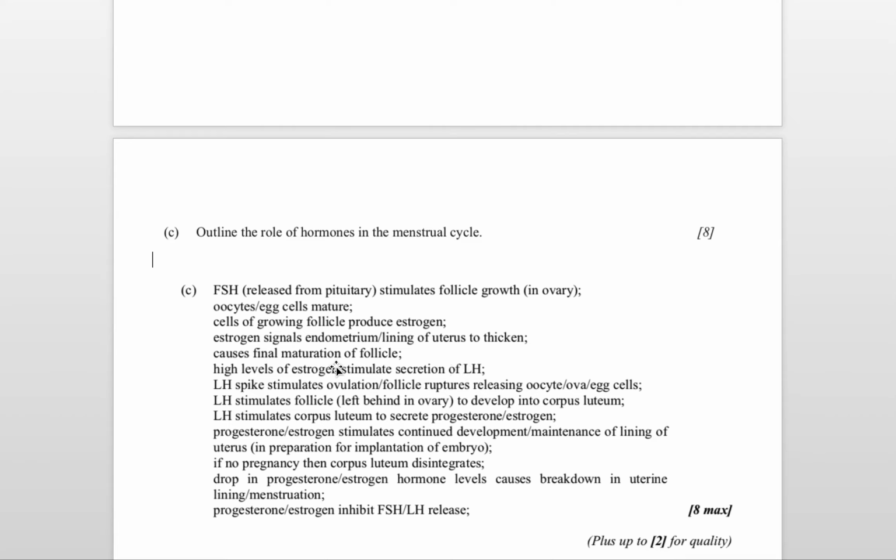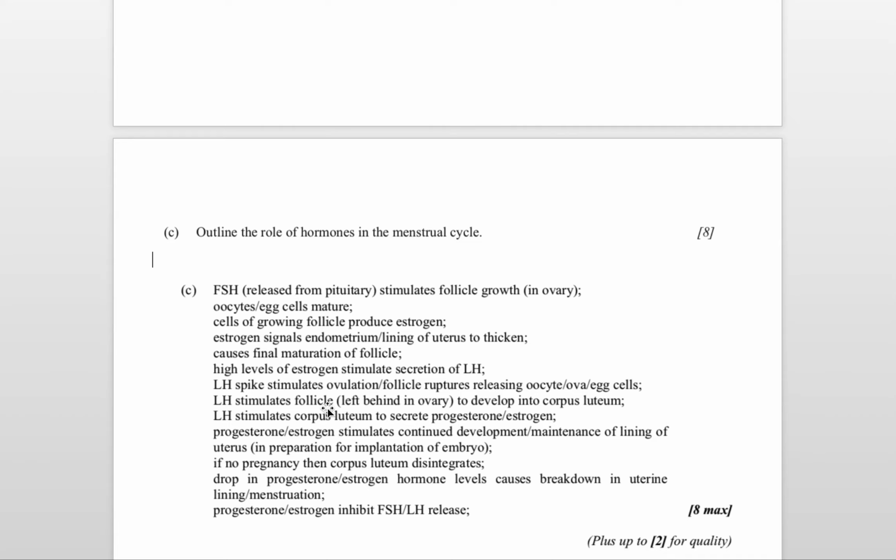Yes, we know eventually a lot of estrogen is made, and when it peaks, LH is released, because when estrogen peaks, it means that the egg is finished developing, and LH is then required because LH will cause the egg to be released so that fertilization can occur. LH spike will stimulate ovulation. Ovulation means release of the egg. So again, it's kind of redundant, but if you say both of these, you'll get a point.